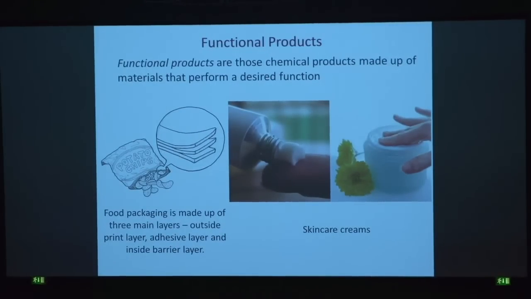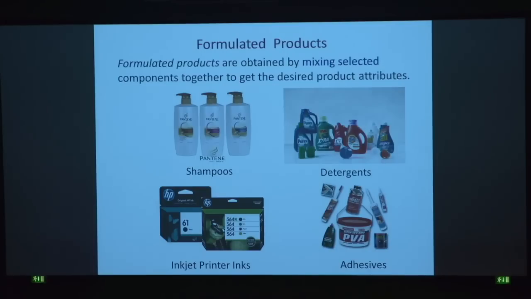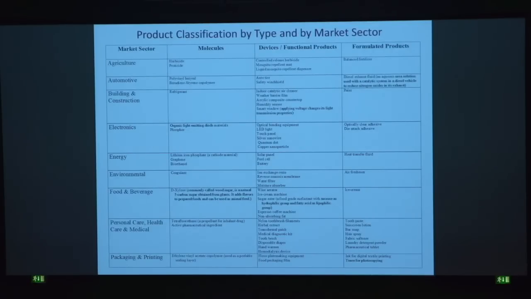We look at the second type, functional products. These are the products made up of materials that perform a desired function. Skincare creams and food packaging are examples. The third type are the formulated products. These are obtained by mixing selected components together to get the desired product attributes. Shampoos and adhesives are examples.